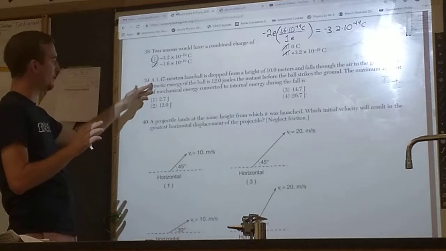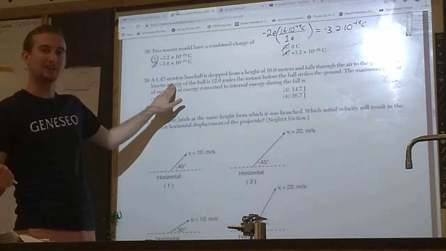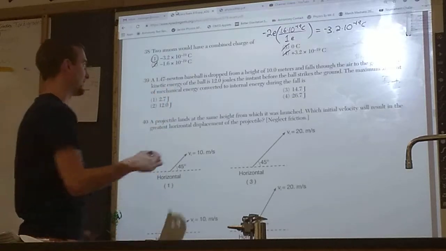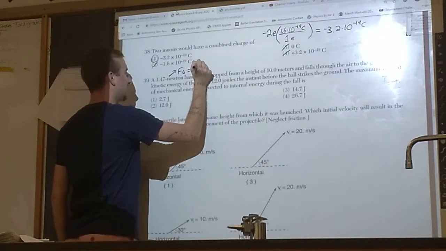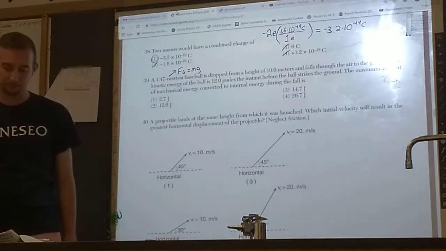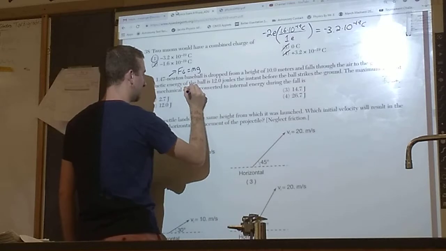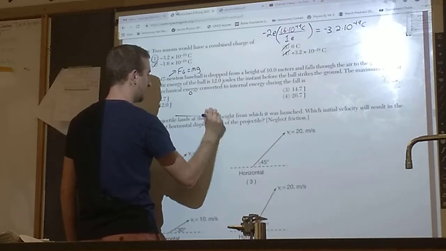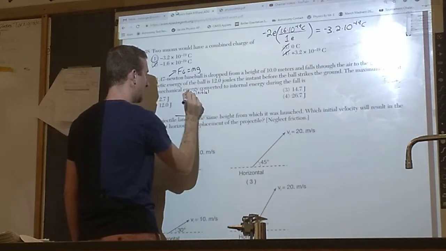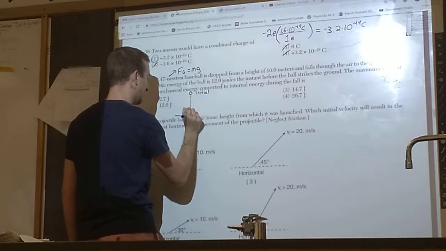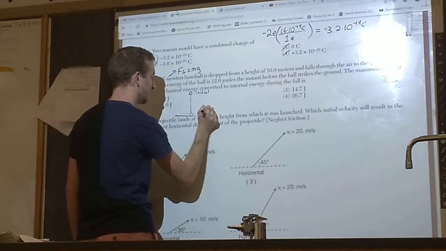Now, let's start from the beginning. 1.47 Newton baseball. What are they telling us here? They're telling us the weight, okay? They're telling us Fg, which is equal to mg. It's going to play a role later. It's dropped from a height of 10 meters. So let's actually get a little picture going. We've got a ball up here. Here's the ground. Here's where the ball is initially. And the ball is going to fall down towards the ground. Here's the final state of the ball.